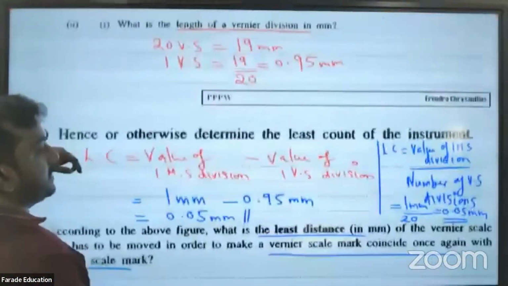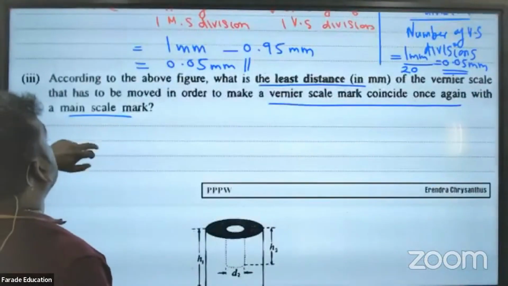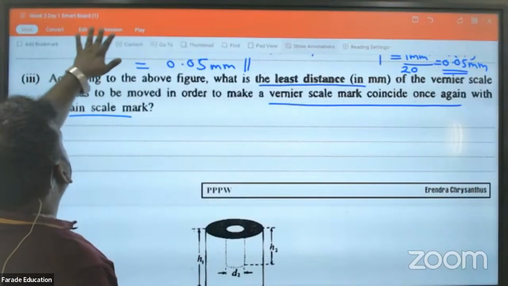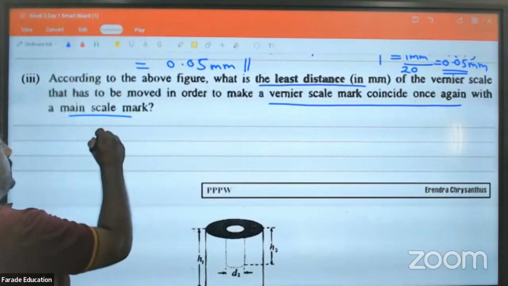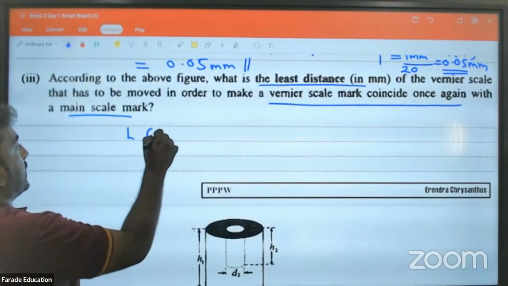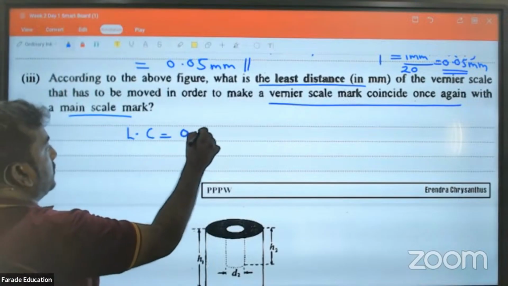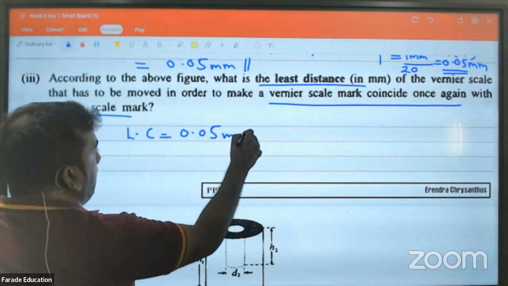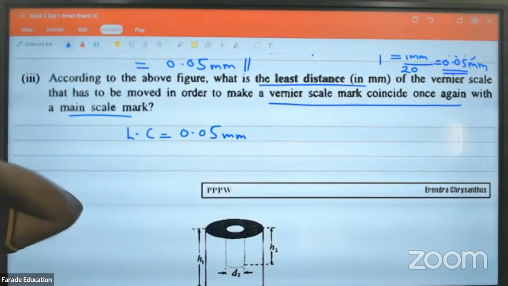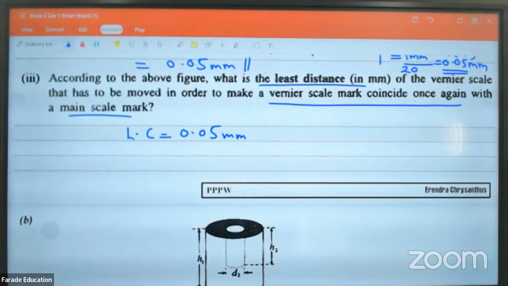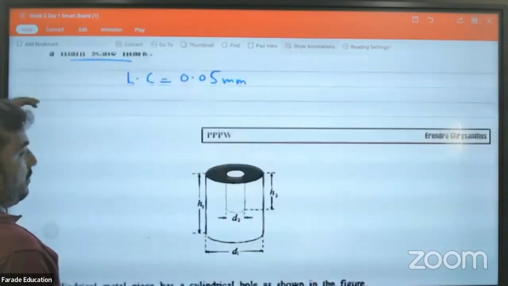If you simplify this, the minimum distance is equal to the least count, which is 0.05 millimeters. Okay, moving forward.